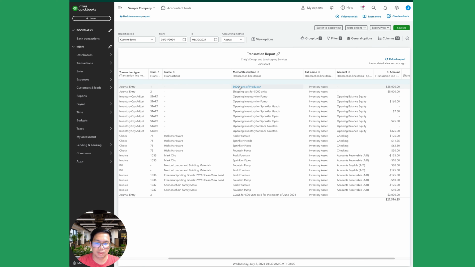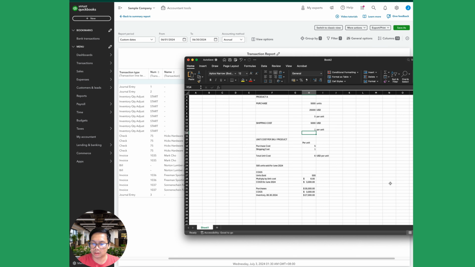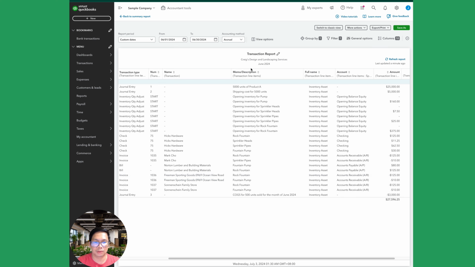And now we can see here the purchase of product A for 5,000 units, $25,000 purchase cost. And then we have here the shipping cost for 5,000 units at $5,000. And we can see at the bottom the cost of goods sold, negative $3,000. So if we remove these other entries here from the sample company, then we will have exactly $27,000 at the end of June 30, 2024.